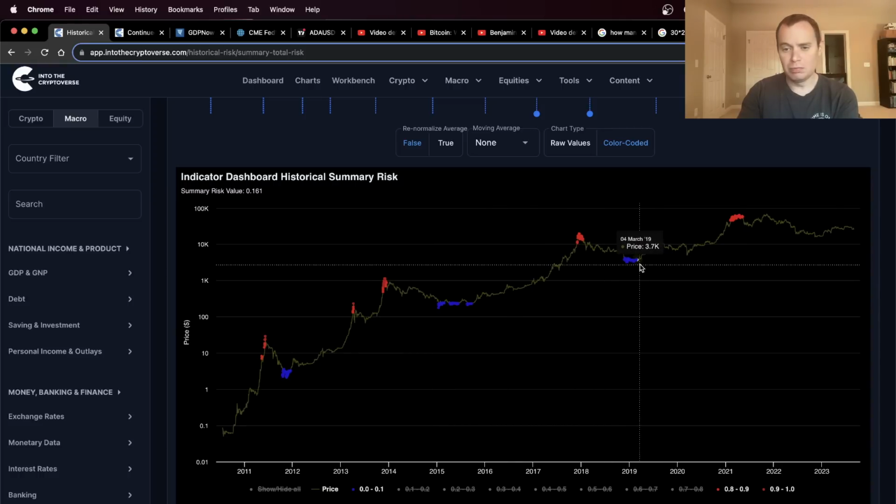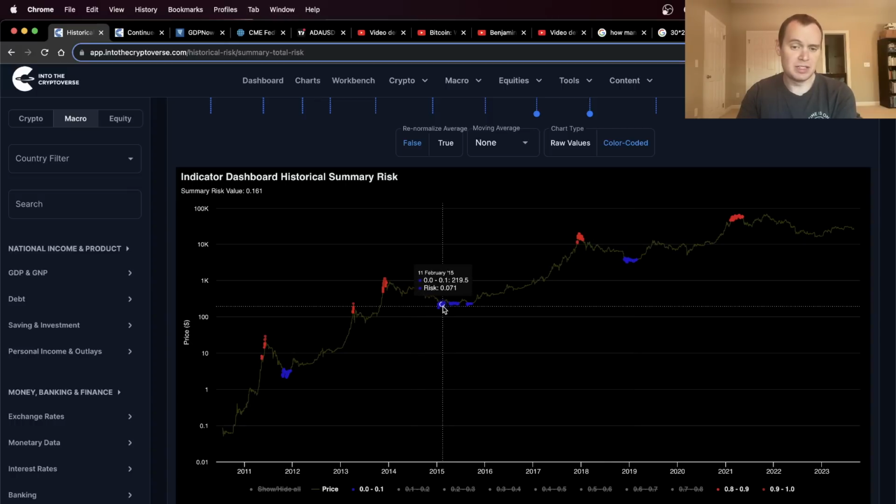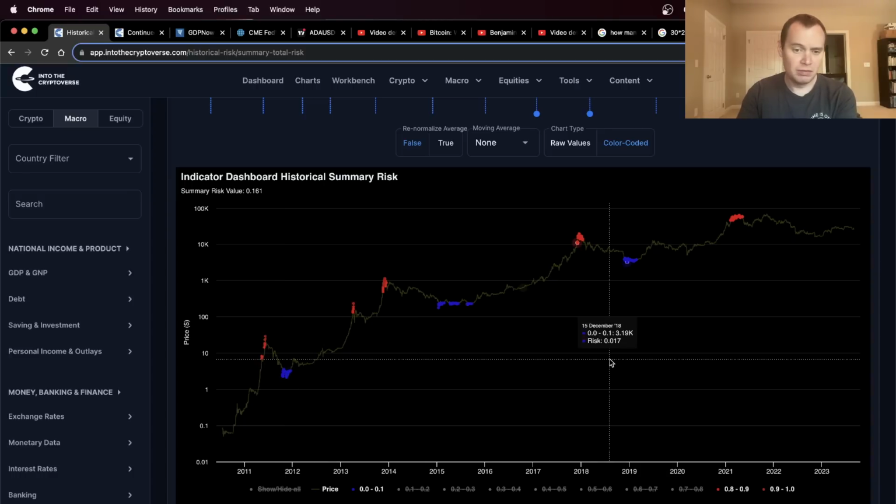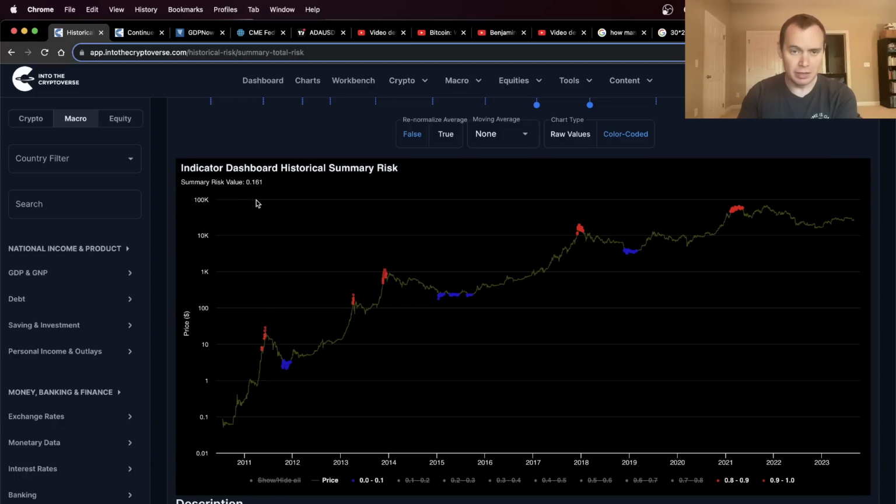Sometimes it occurred early in the pre-halving year. Sometimes we saw it still occurring later in the pre-halving year. Like you can see in 2015, we hit it in September. In 2011, we were hitting it in November and December and October. So it varies. But in every pre-halving year, the total indicator risk has gone to the 0 to 0.1 risk band. And we're currently at 0.161 risk right now. It would not take much more of a drop by Bitcoin to get you to the 0 to 0.1 risk band. And I would say that is a likely outcome that we will see this year.